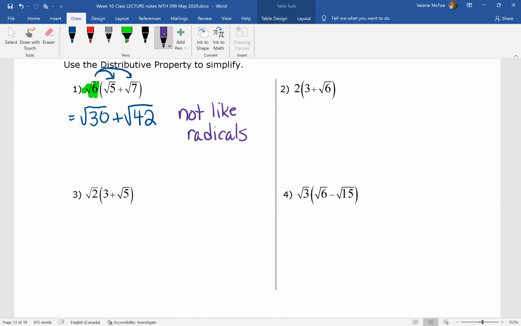In the second example, we're multiplying integers and radicals. So we have to use that property we talked about. We multiply the numbers outside of the radical sign. We multiply the numbers inside the radical sign. So when I use the distributive property here, 2 times 3 is 6. 2 times root 6 is simply 2 times root 6. I don't combine them any further than that. Why don't you pause your video and try question 3.